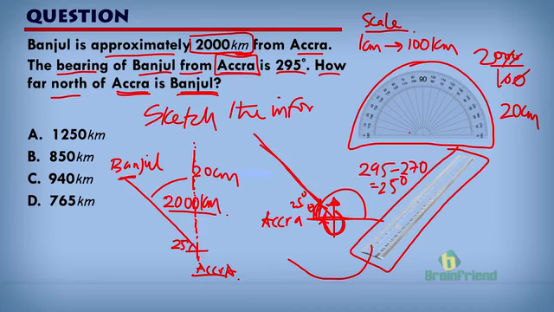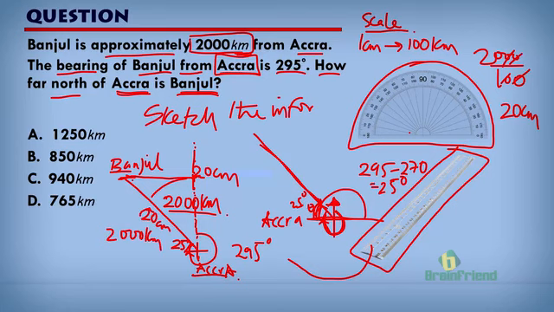Now, how far is that north of Accra from Banjul? If Banjul is over here, how far is the north of Accra to Banjul? You draw a line now from Banjul to cut that line coming from the north of Accra. And then you have a triangle like that. All right? Let's remember all of that is 295 degrees. So we have our sketch. We've measured this distance to be 20 centimeters, which is representing 2,000 kilometers.